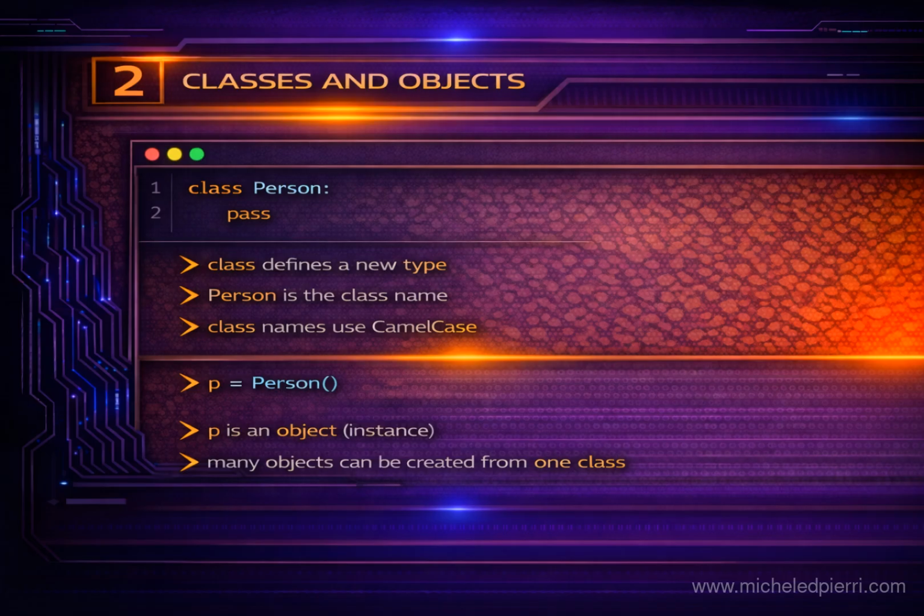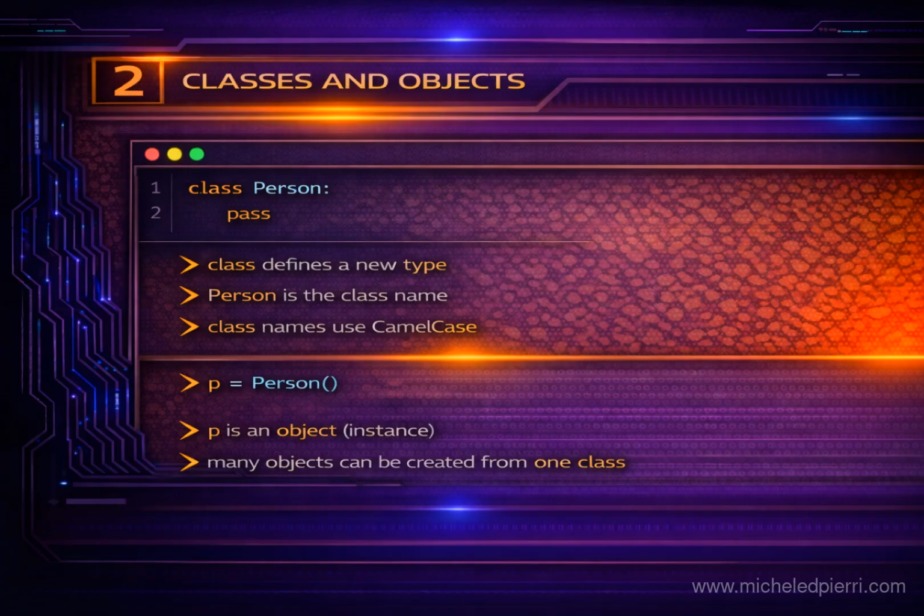Once you have a class, you can create objects from it. The expression Person(), with parentheses, is a call that creates a new instance. If you assign it to a variable like p = Person(), then p refers to a concrete object in memory. So here is the key distinction. The class is the blueprint, the general definition. The object is one specific instance built from that blueprint. And you can create many different objects from the same class, each one with its own data and its own state.